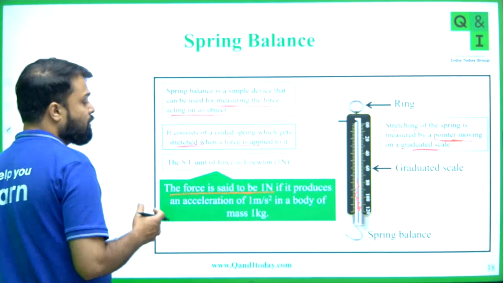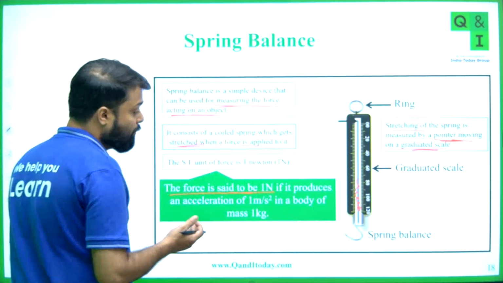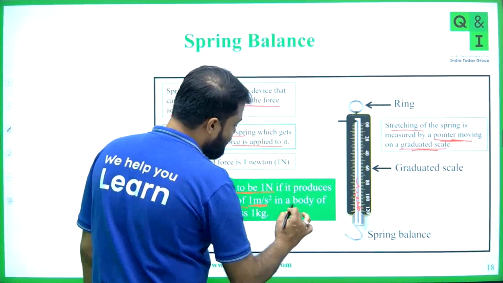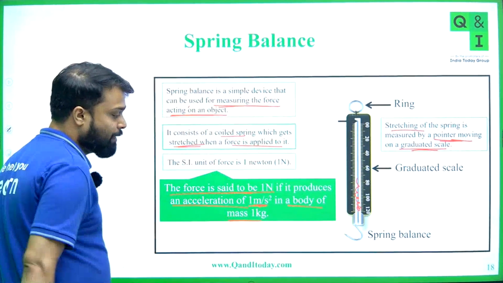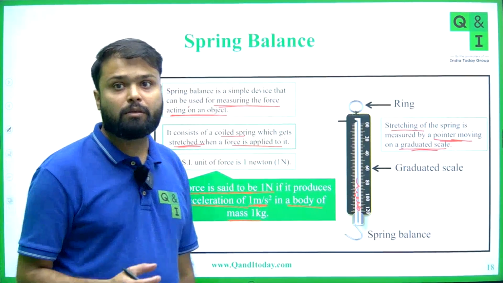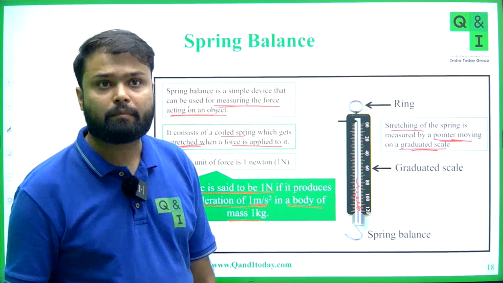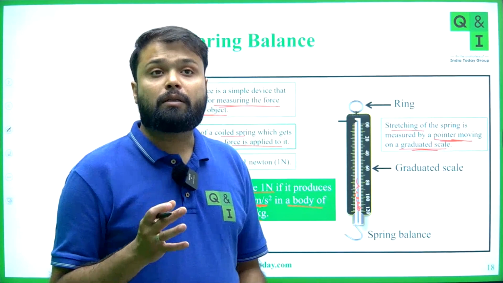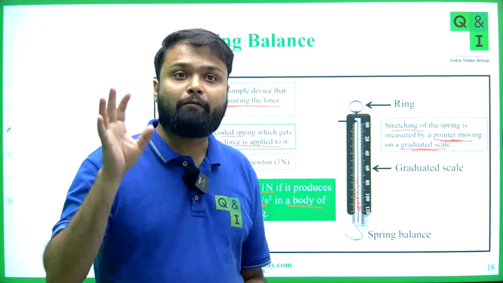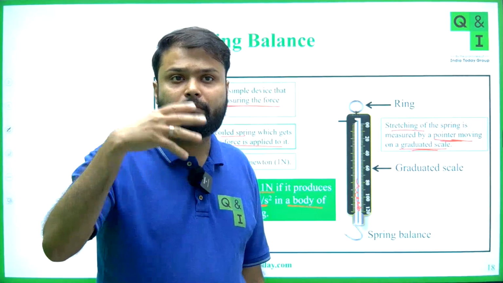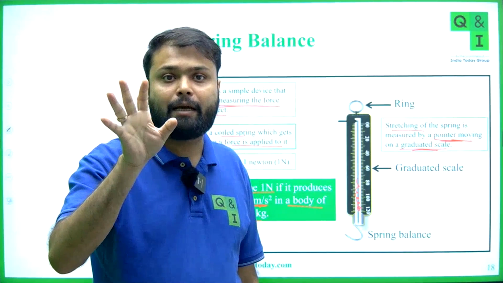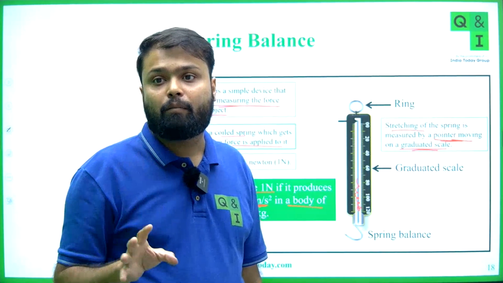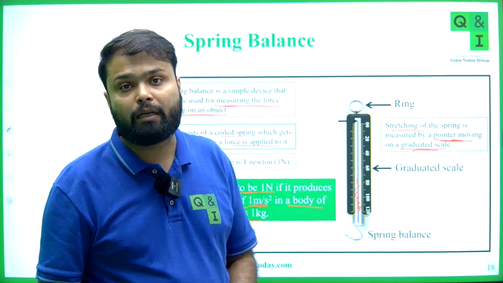Now, what is the meaning of 1 Newton force? The meaning of a force of 1 Newton is that it produces an acceleration of 1 meter per second square in a body of mass 1 kg. Suppose there is a body of mass 1 kg, and if it is having an acceleration of 1 meter per second square, that means the body is having a force of 1 Newton.